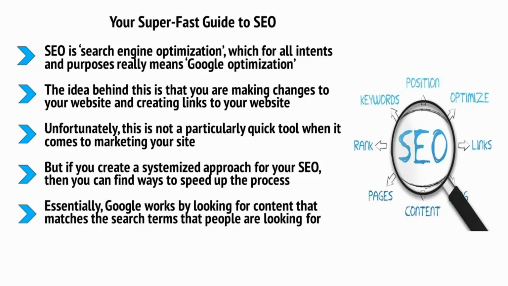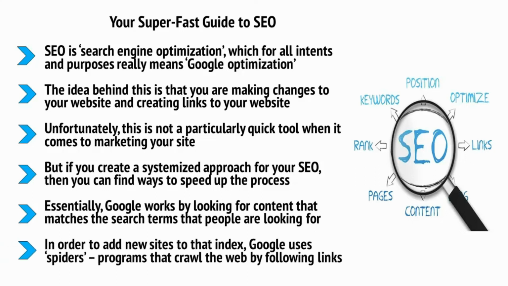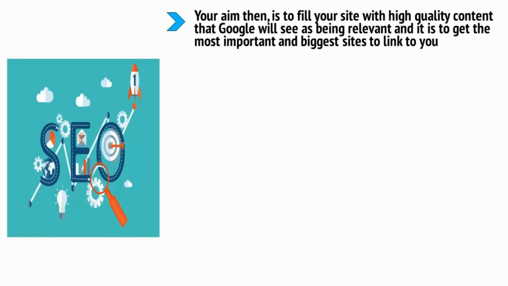Essentially, Google works by looking for content that matches the search terms that people are looking for. When someone searches for a specific phrase, Google looks for the content in its index and then shows them the sites with the most relevant content. In order to add new sites to that index, Google uses spiders, programs that crawl the web by following links. Google also looks at each link as a testimonial, and the better the site that links to you, the more weight that testimony has. Your aim, then, is to fill your site with high-quality content that Google will see as being relevant, and it is to get the most important and biggest sites to link to you. Once again, this often means working with influencers.